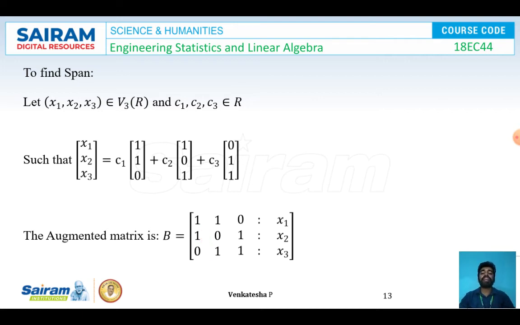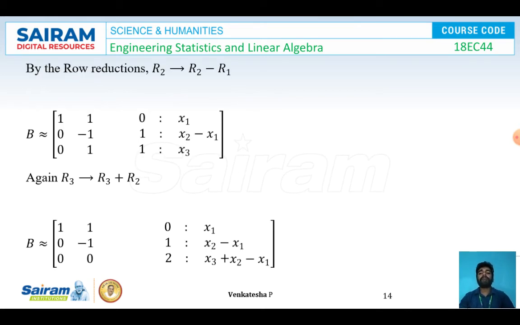Now same thing again, we'll be performing a series of row transformations to get the echelon form. First I am taking R2 equal to R2 minus R1. I got the matrix B: [1 1 0 | x1], [0 -1 1 | x2 minus x1], [0 1 1 | x3]. Now the next operation is R3 implies R3 plus R2. I got the matrix [1 1 0 | x1], [0 -1 1 | x2 minus x1], [0 0 2 | x3 plus x2 minus x1].